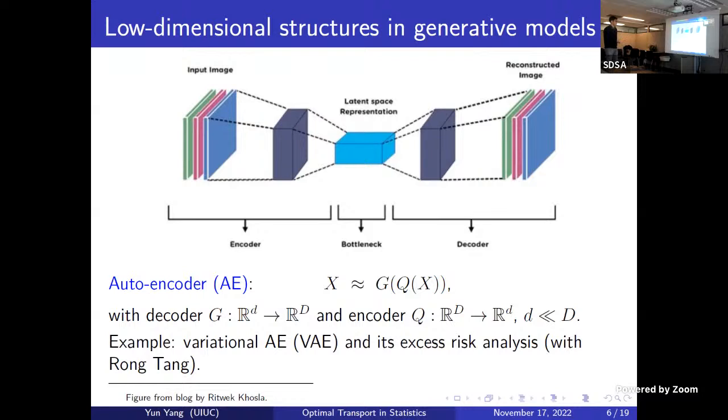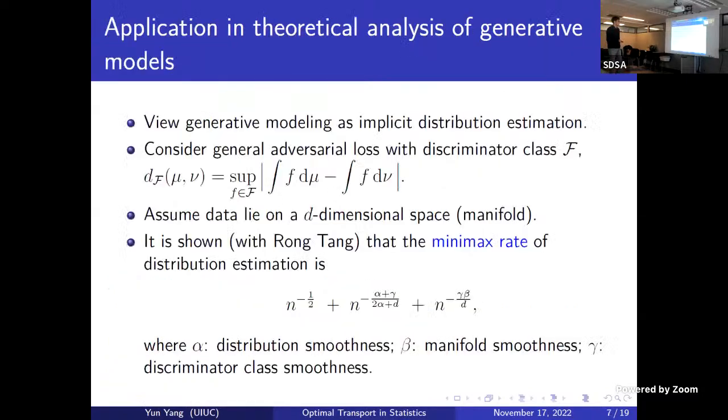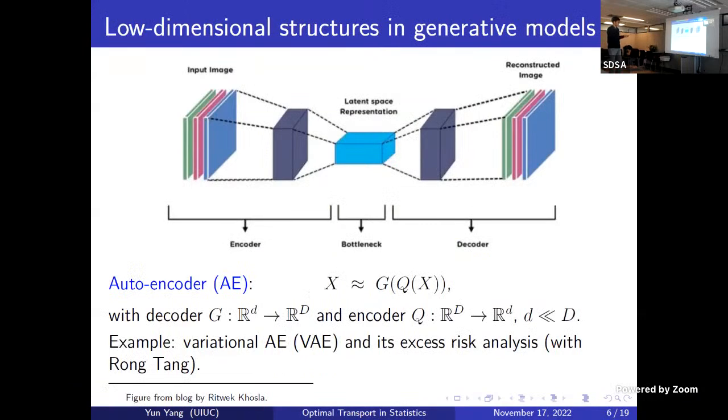One particular instance in the literature is called the variational autoencoder, which uses variational inference as a way to design such a criterion to match those two objects. And we have a recent work with student Rong Tang, where we analyze the excess risk of this method using the lens of M-estimation. We can show that under certain conditions, you can actually get consistent recovery of the underlying distribution. Anyway, you can see that in these generative modeling procedures, low dimensional structures play a very important role.